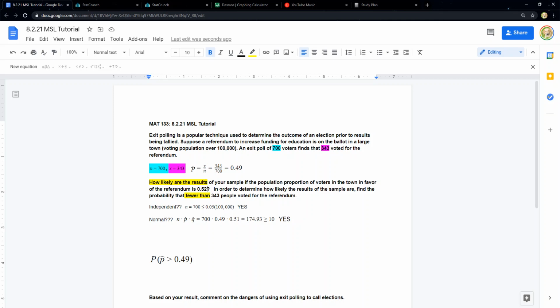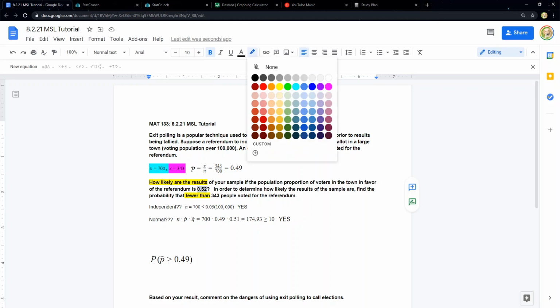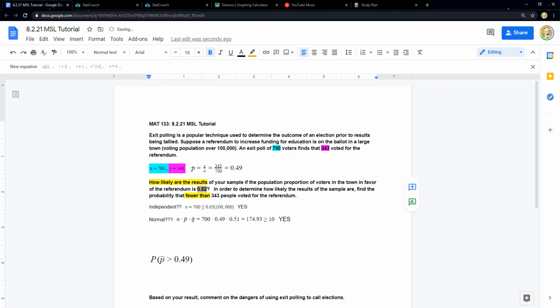They tell us right here that you assume the population proportion is 0.52. It just occurred to me they probably wanted you to use 0.52 here for this piece. It doesn't matter. It's fine. All right, so right here, they're telling us p is assumed to be 0.52. Let me give that a highlight color of orange. So note, p is 0.52 is given, right? That's our population proportion.